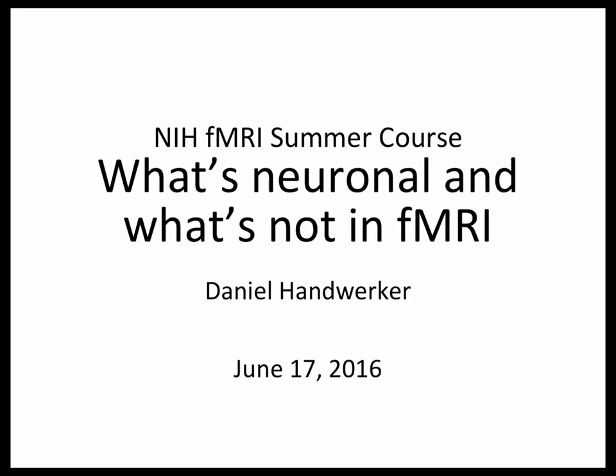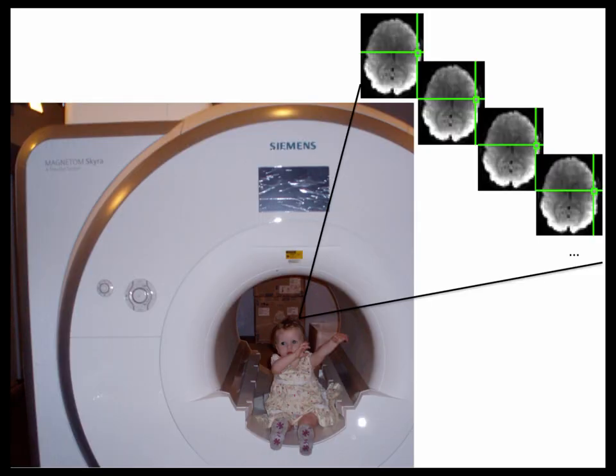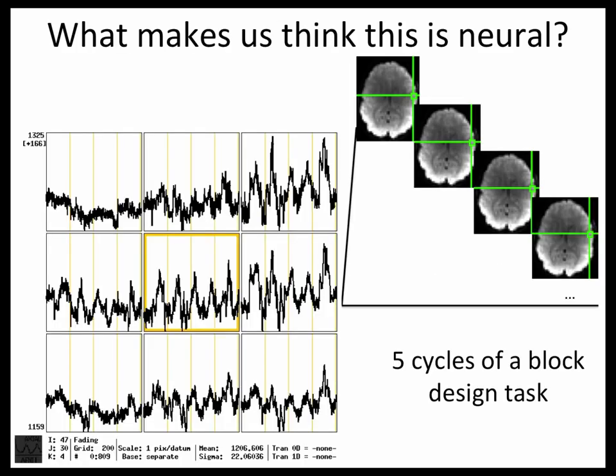Okay, so the talk today is what's neural and what's not in fMRI. We're going to start out with your typical MRI scan: you just throw someone in the scanner, they're crying for you to take them out, going, what have you done to me? And while they're in there, you get a series of brain volumes across time. That's fMRI. You have that series of volumes, and for a single point in that, we get a time series. So in this case, we have a time series that goes like this, at this exact location. So what makes us think that this is neural?